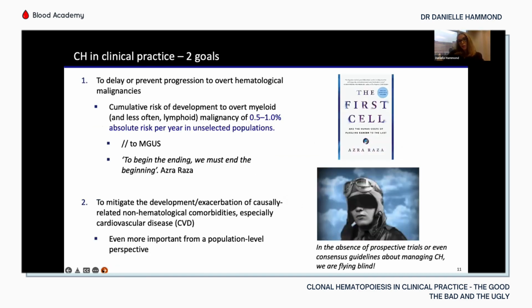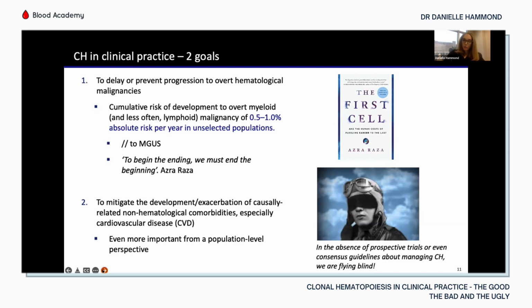So shifting to, how do we apply this to clinical practice? Well, there's really two goals to always keep in mind. And one is to prevent the progression of these precursor malignant states to avert hematologic malignancies, usually myeloid, but transformation to lymphoid malignancies is quite possible. And so for unselected populations, and it's actually eerie how similar this is to the cumulative risk of progression for standard risk MGUS, but likewise for the myeloid equivalent of MGUS, CHIP, that risk of progression is roughly 0.5 to 1% absolute risk per year.